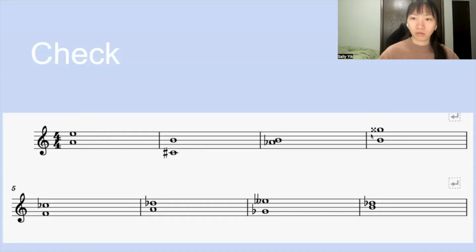And if you see a cross, it means a double sharp, while when you see two flats, it means a double flat. So for double sharp, it means the G has to go 2 half steps upward, while a double flat means the E has to go 2 half steps downward. For more about double flat and double sharp, we will talk about it in another video about enharmonic notes. For now, let's try to do this knowledge checkpoint, and I will show you the answer.